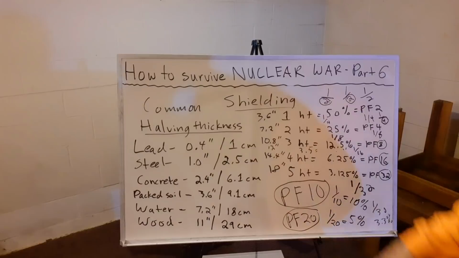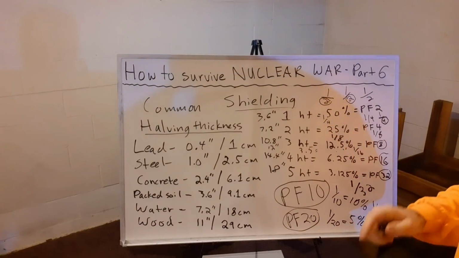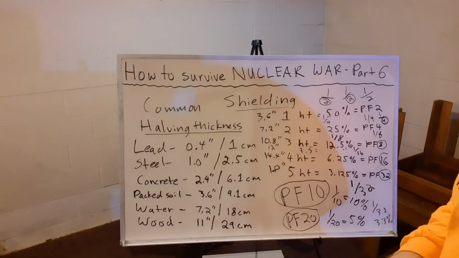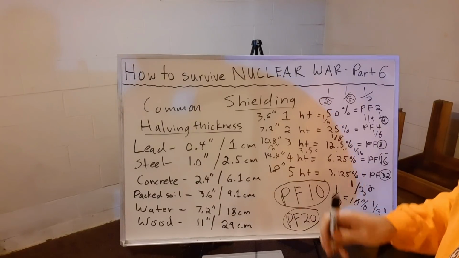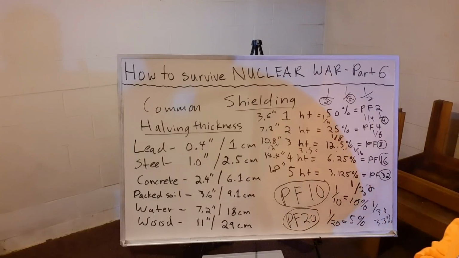So just remember all this stuff, and remember distance, time, and shielding. Those are the 3 critical concepts for protecting yourself from radiation. You need to know the inverse square law, the 7-10 rule, halving thicknesses, and protection factors, okay?